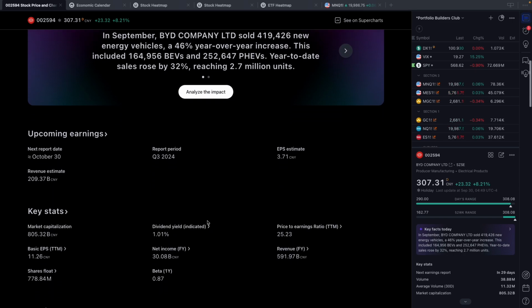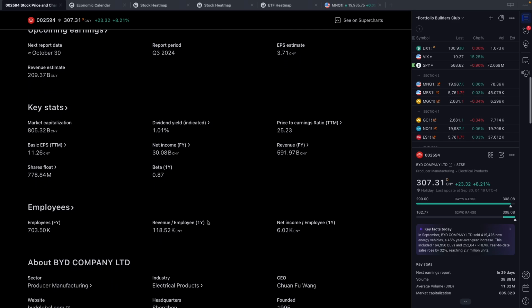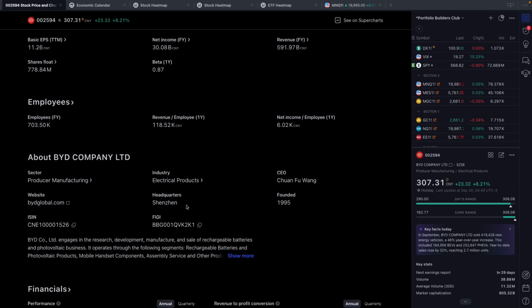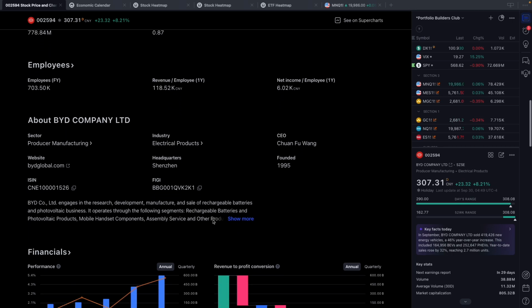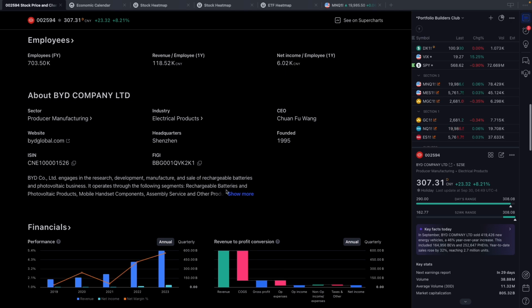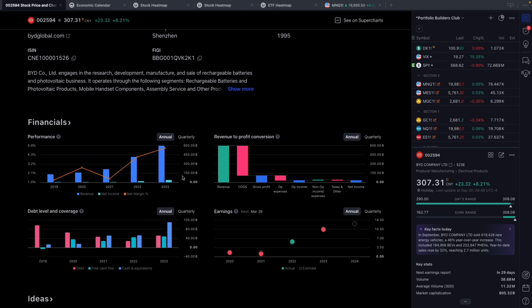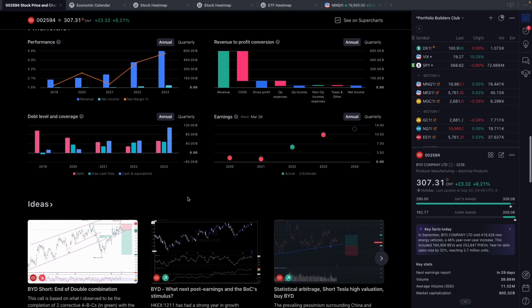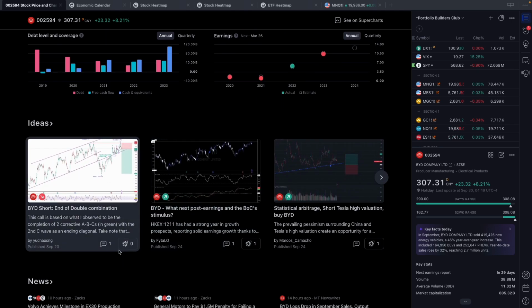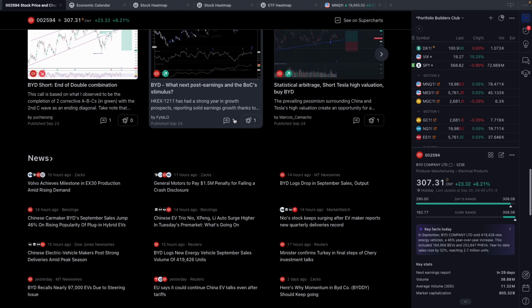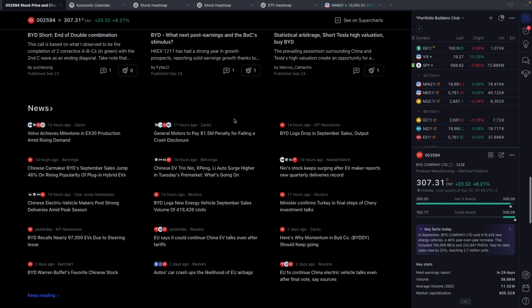Then you can look at all the key stats. You look at the employee numbers. You can look at where the headquarters is. And then you can look at the CEO, and you could do research on that if you'd like, more detail on the actual company. Then you get into those deep financials, showing all of this information here. And then you also have ideas. So on TradingView, you can look through the ideas of other folks who post on TradingView and what they think is next for the stock as well, and form your own opinions from there.